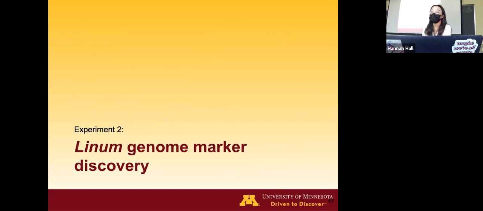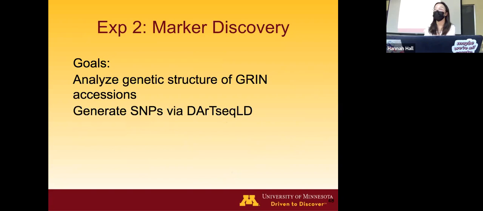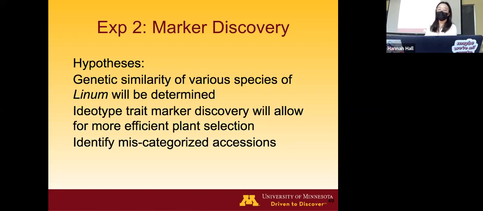So experiment two is Linum genome marker discovery. Our goals for this are to analyze the genetic structure of the Grinnick sessions and then also generate SNPs via DArTseq LD. Our hypotheses are that the genetic similarity of various species of Linum will be determined. Ideotype trait marker discovery will allow us to be more efficient when we're making our selections. And then we will also be able to identify any miscategorizations in the GRIN system.